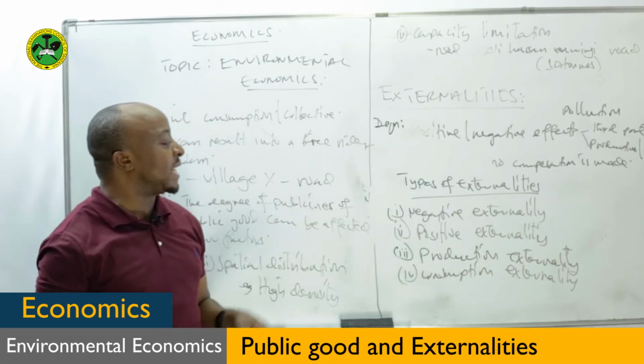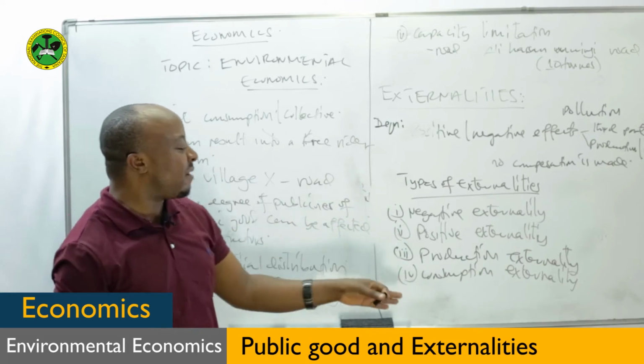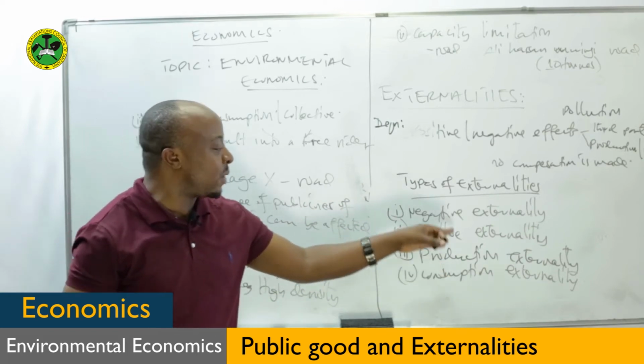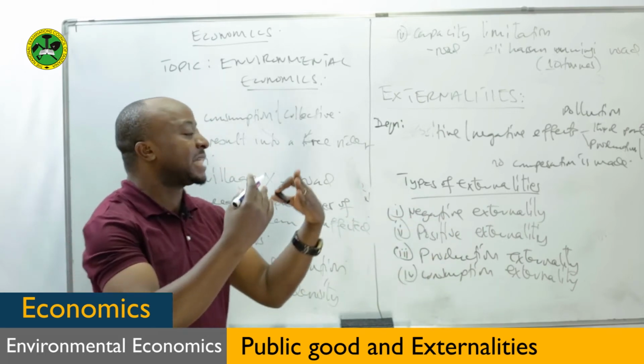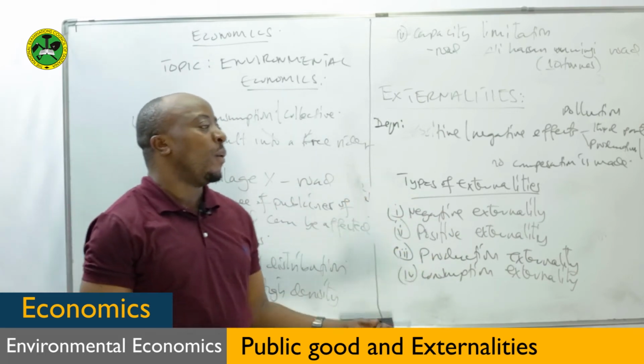Here it is based on the effect, negative or positive, but it is coming from production. It means production can produce positive or negative externalities, and consumption can produce positive or negative. So both create externalities. That is number 4.